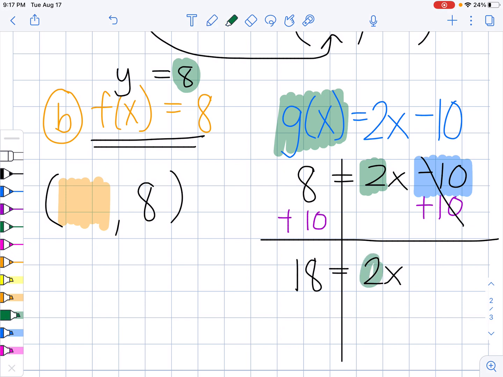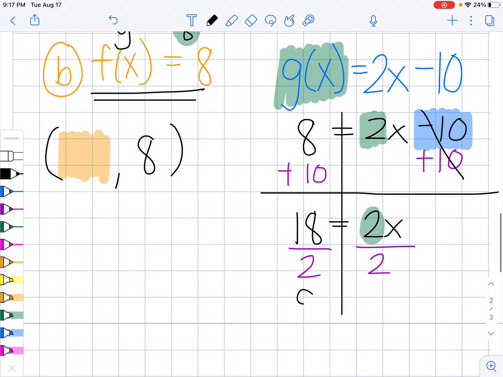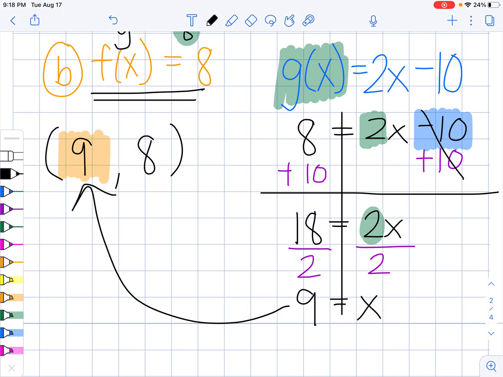Now I have to move this 2. This says 2 times x. So how do you undo multiplication? I'm going to divide both sides by 2. And I end up with 9. So that means when y is equal to 8, x is equal to 9. Let me know if you have any questions on evaluating using function notation with a graph or an equation.